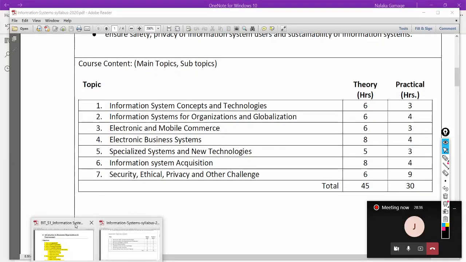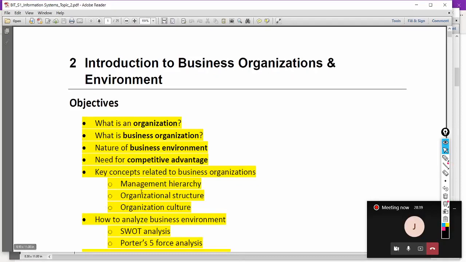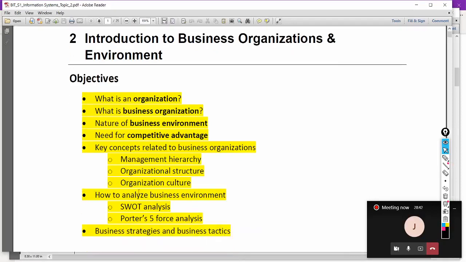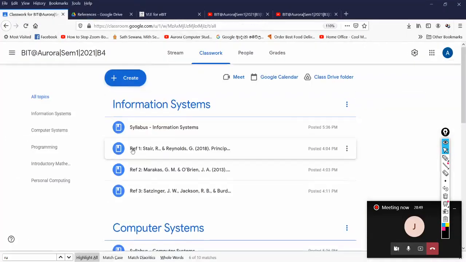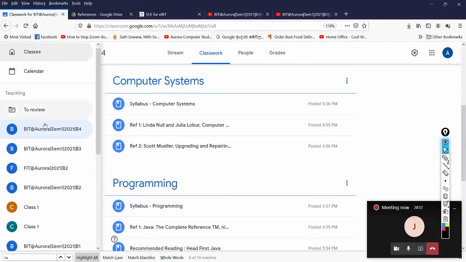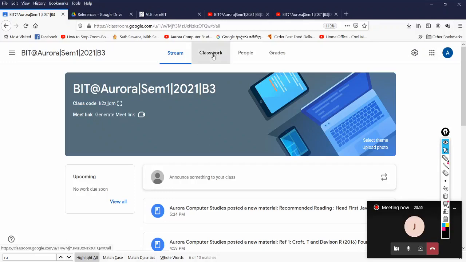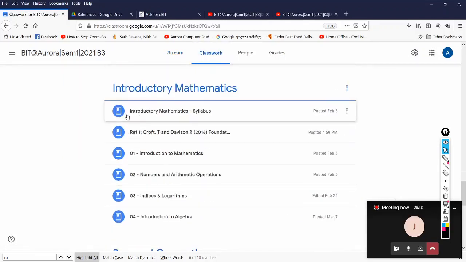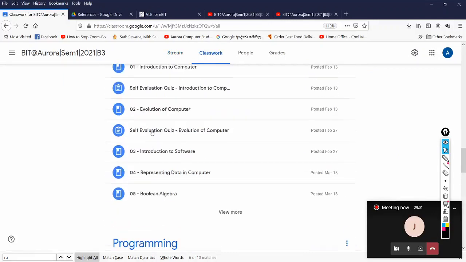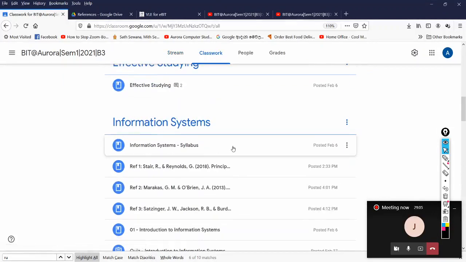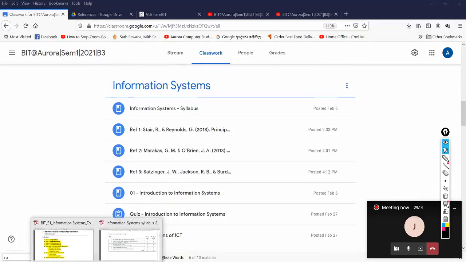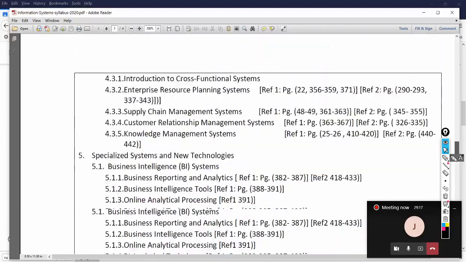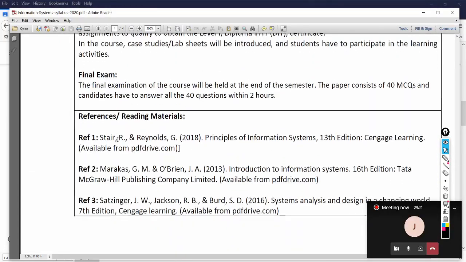I think I have uploaded the document to the Google Classroom. If not, I will be uploading it again. By the way, I uploaded all the reference books to the Google Classroom. For every subject, at the top you have the syllabus, then you have the references. For example, if you take information systems, you have the syllabus, then they have mentioned 3 reference books. Reference books are mentioned in the syllabus.